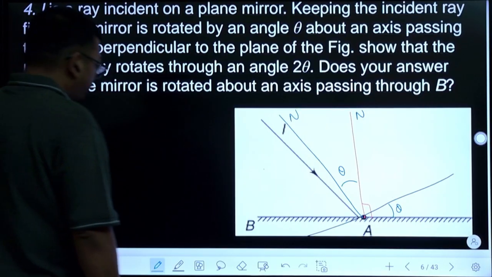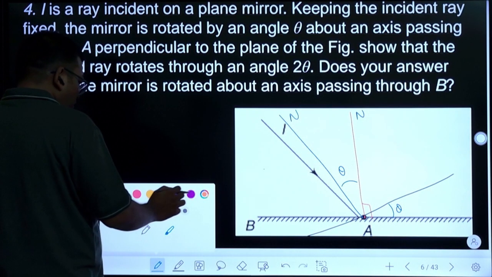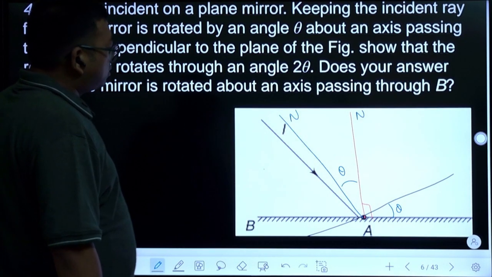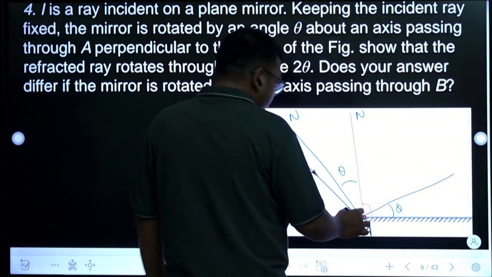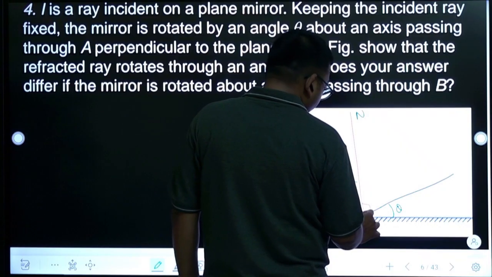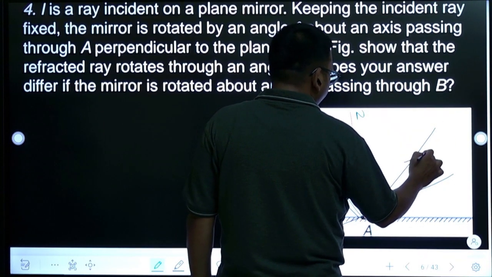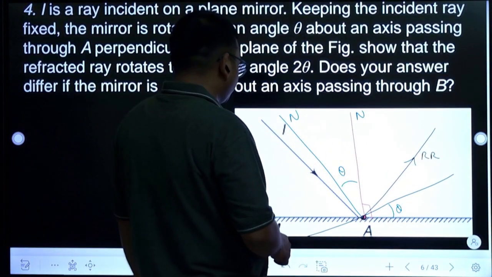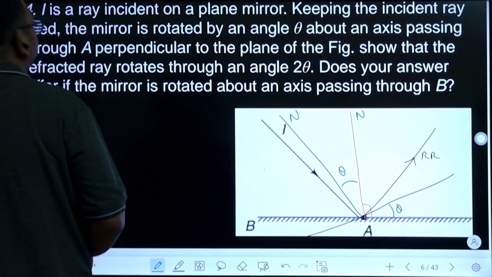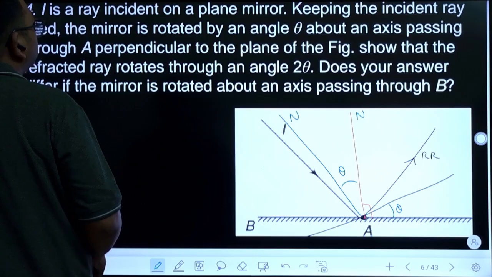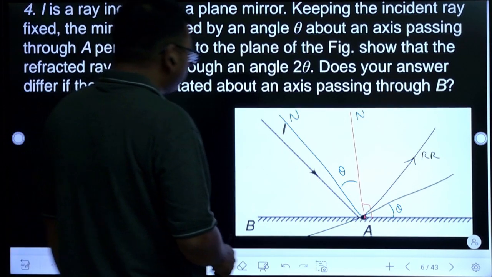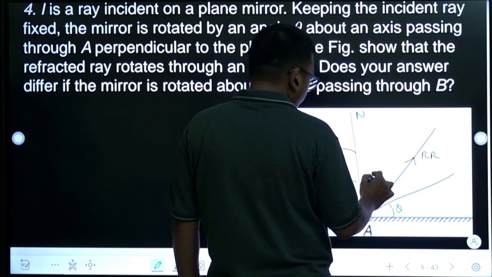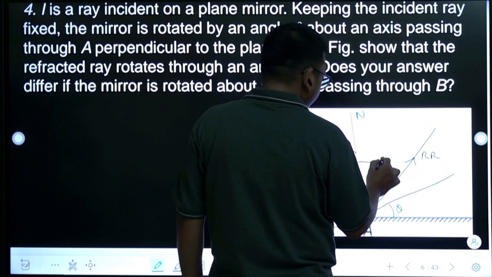Incident ray we are not rotating. So can we find out what is the angle of the reflected ray? Suppose this ray is incident here. So this ray will be coming like this. This is the reflected ray, first case. So how much angle is it making? No, they have not given the angle of incidence. Let us take that initially this is the angle of incidence, so this is the angle of incidence here also.